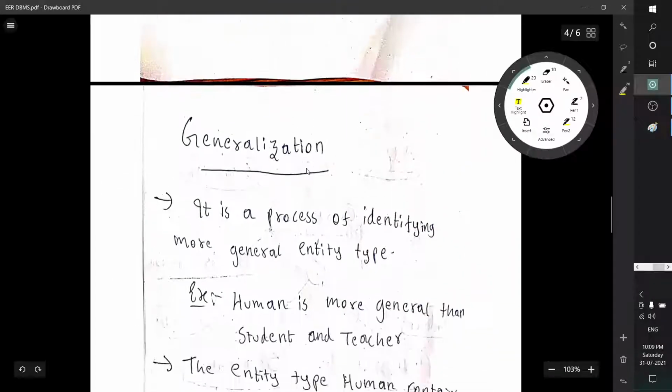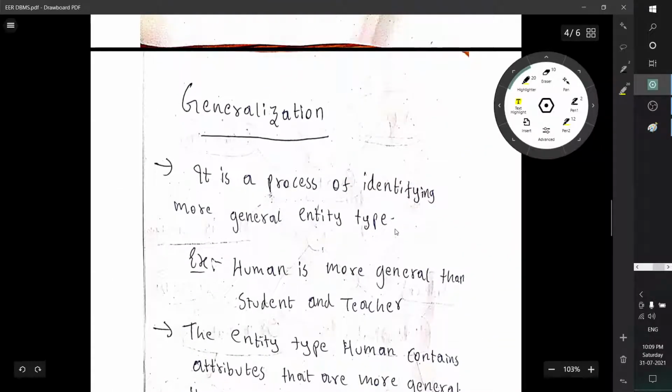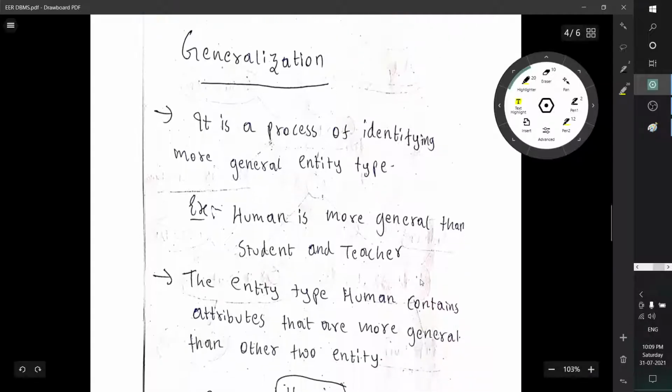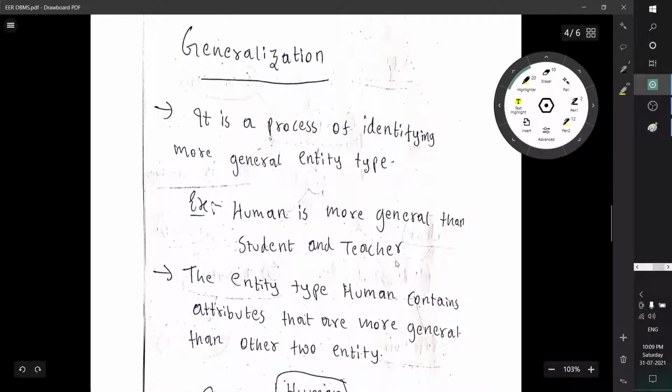And the next one is generalization. It is a process of identifying a more general entity type. A general entity type in the sense is the entity which is very well known, or we can say which is an initial point. So we can say a human is more general than a student and a teacher.